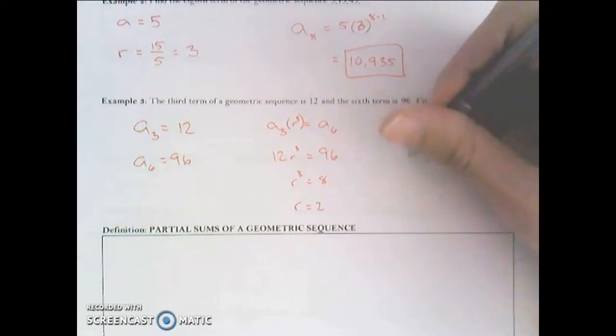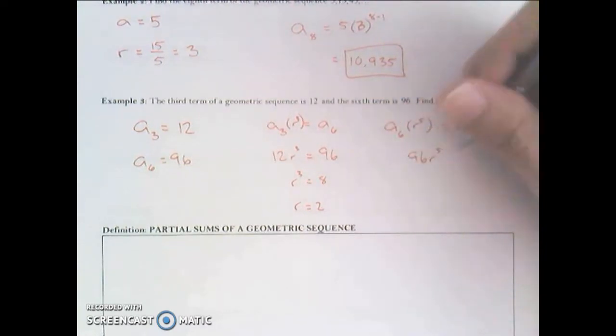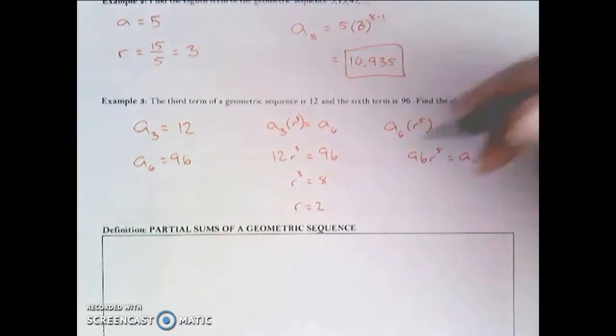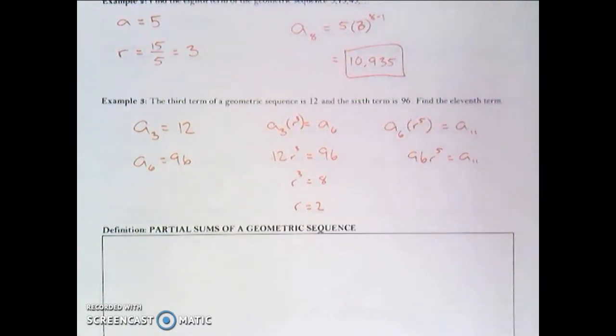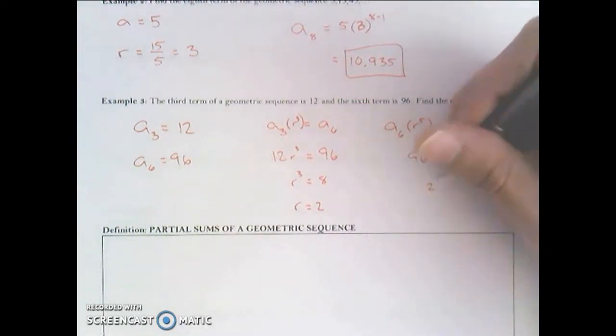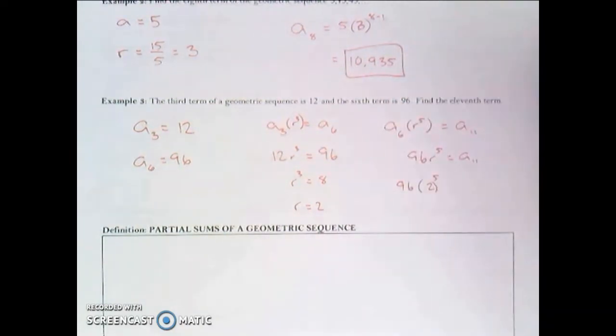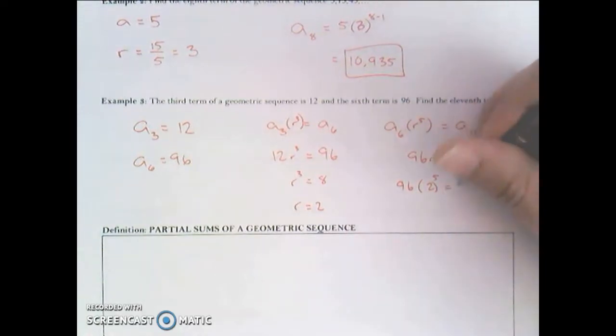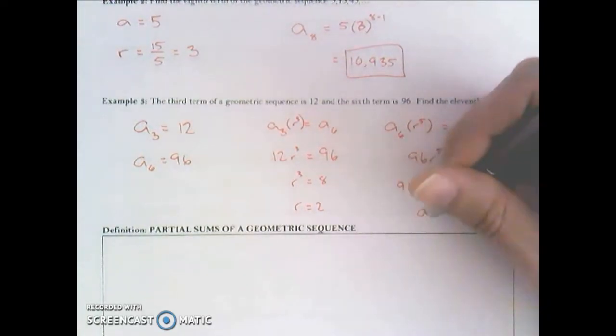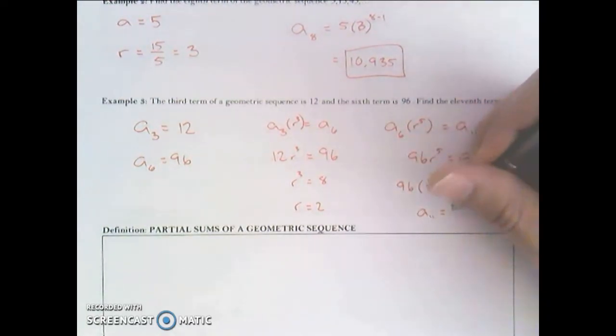So 96 times r to the 5th equals a11. And we know that r to the 5th is 2 to the 5th. So 96 times 2 to the 5th equals a11. And then evaluating, we have a11 equals 3072.